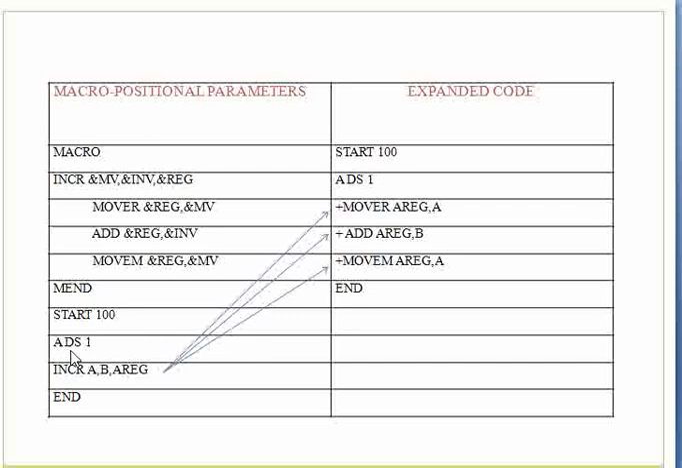Then when it sees this ADS1, it recognizes that it is not a macro call, so the same is placed in the expanded code. But when we look at this statement INCR A comma B comma AREG, it understands that this happens to be a macro call, so in its place it has to replace it by the body of the macro whose name is INCR. So if you look at the expansion part, since these are positional parameters, that is MV, INV and register, these are formal parameters and the actual values are A, B and AREG respectively.